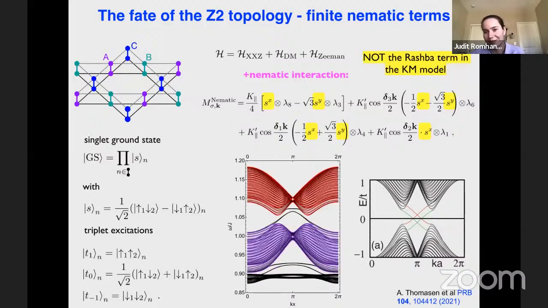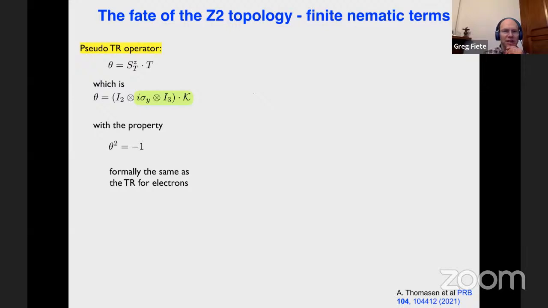And unfortunately, it doesn't. So what we see here is that whenever we have a nematic interaction, these edge modes in the open geometry become trivial and they don't cross anymore. So it not only hybridizes these plus and minus 1 triplets, but it also apparently kills the Z2 topology.